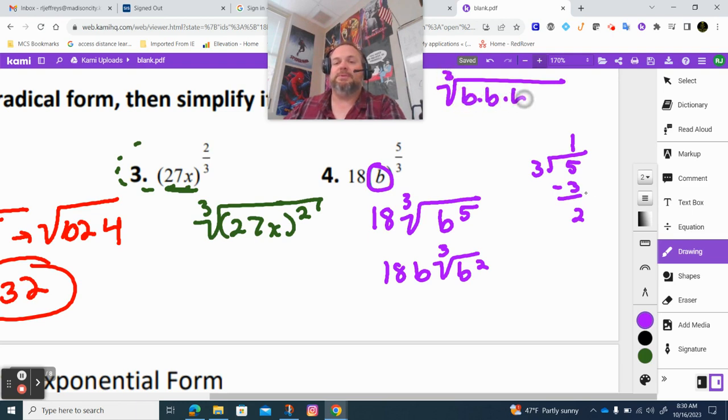Another way to look at it: b times b times b times b times b. That's b to the 5th. We're taking the cube root. Well, here is b cubed. So this gets to go outside now, and that has to stay inside.